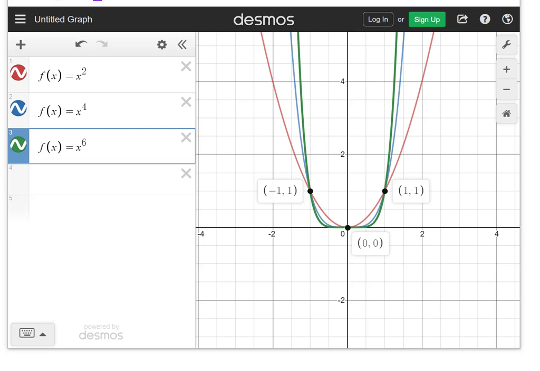All three of these functions have these 3 points in common, and we would assume that any other function that has an even power would also have those points in common. And so that's one of the things that we see on our properties of power functions, that when the n is even, it goes through the 3 points, -1, 1, 0, 0, and 1, 1.